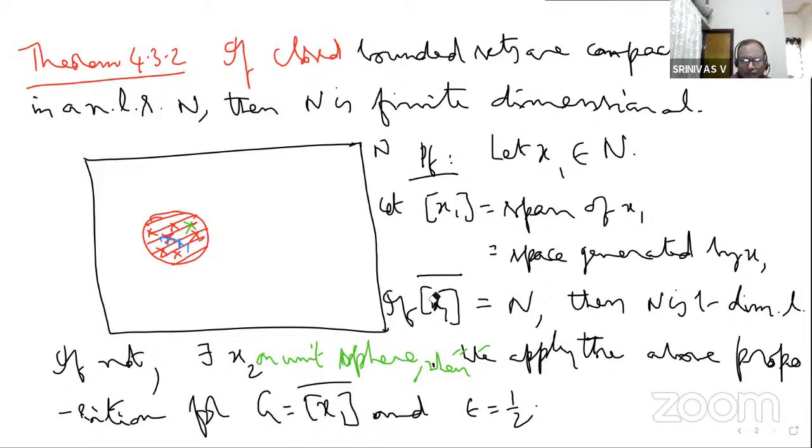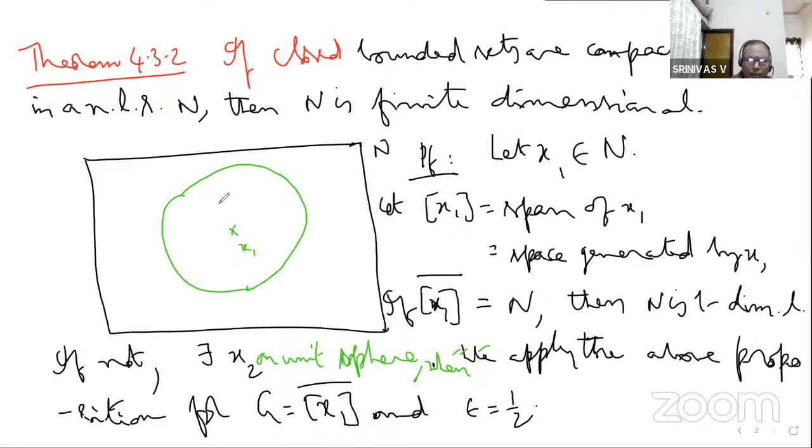Let this be the span of x1 closure. This is x1. You collect all scalar multiples of x1, and then this is your g. You take the span of x1 and its closure. It is a closed proper subspace of n.